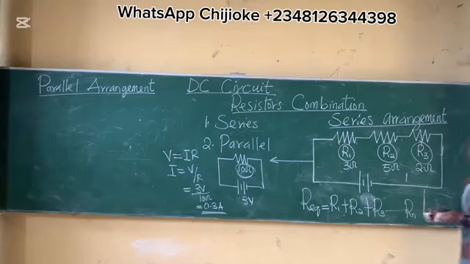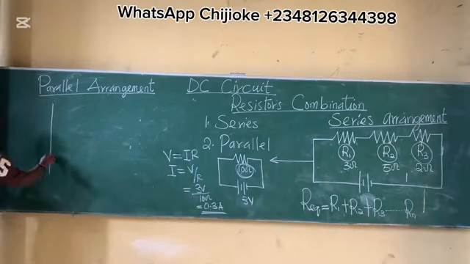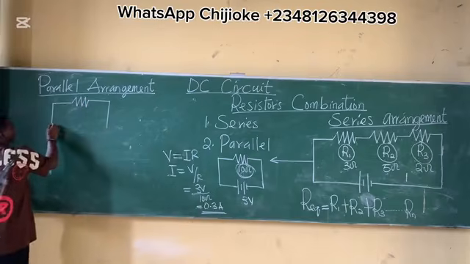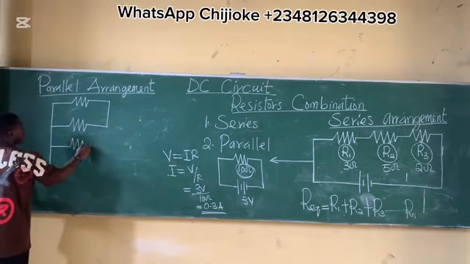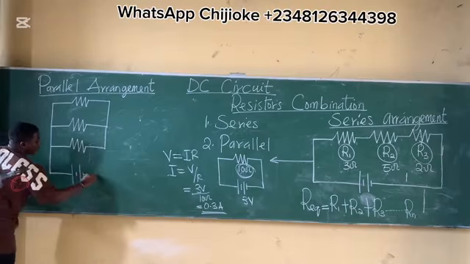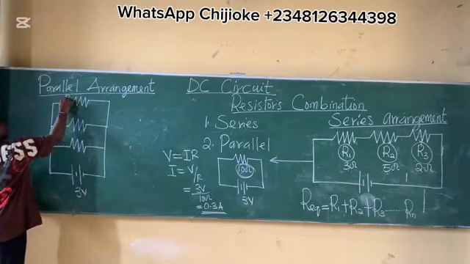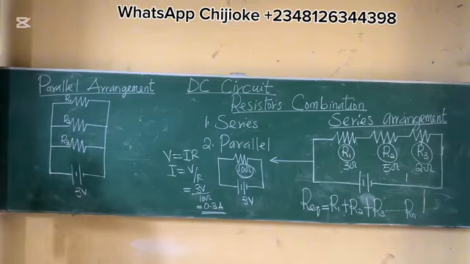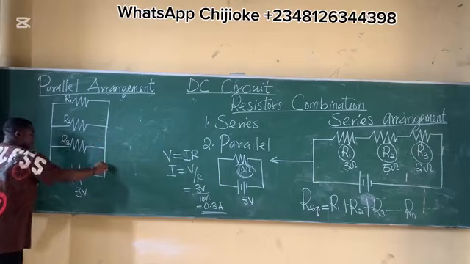Let's take an example of resistors in parallel. Resistors are connected in parallel if they are connected from a common terminal. Let's say this is 3 volts, this is R1, R2, R3. Resistors in parallel are connected to a common terminal. This is the common terminal, this side.